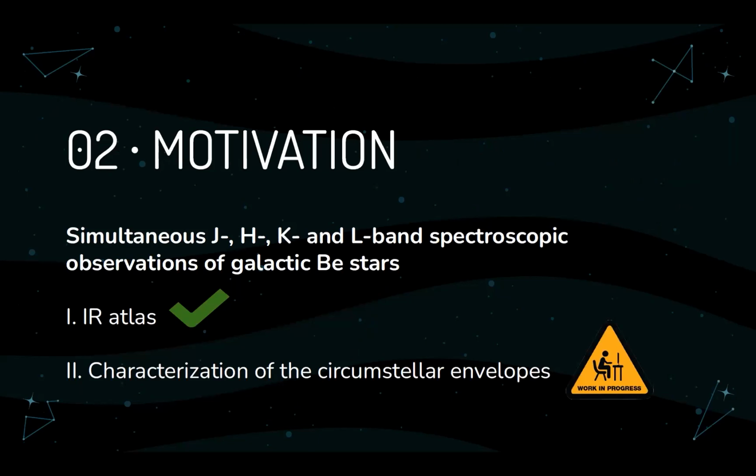So what we have done: we observed 22 galactic VE stars simultaneously in the J, H, K, and L bands in the infrared region. And there is a work that was published last year, the infrared atlas with all our data. And we are working on characterizing the envelopes based on these spectra that we published. This is a work in progress.